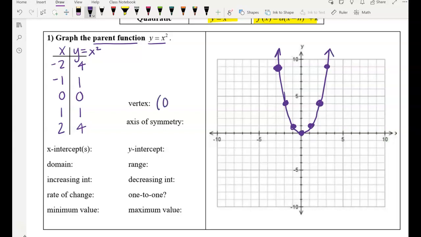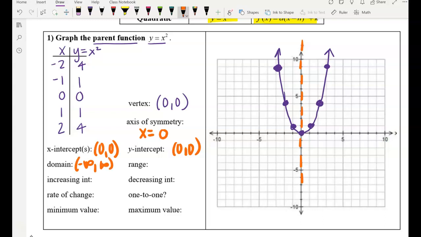Your vertex for the parent is 0, 0. You do have an axis of symmetry, and remember, that's going to be the line that divides the graph into 2 exact pieces, okay? So that's going to be x equal to 0. It's also going to be the h value of your vertex. Your x and y intercept for this graph is 0, 0. The domain is going to be all reals, or from -infinity to infinity if we want to write it as an interval notation. So I will accept all reals as well.